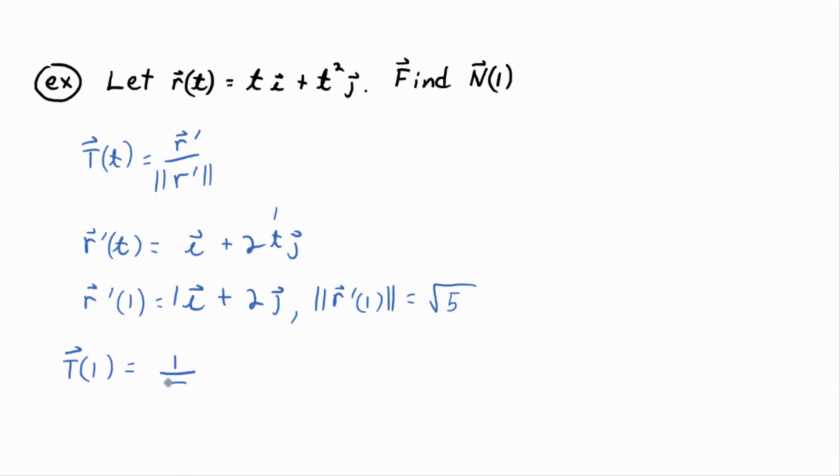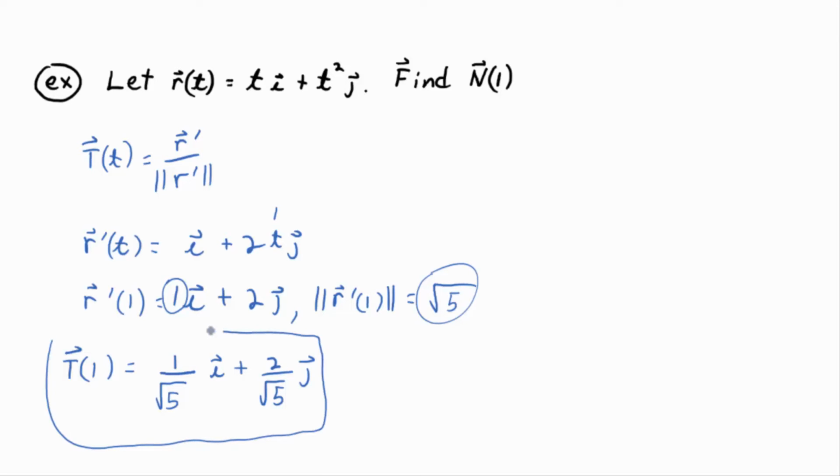So you actually do the scalar multiplication. You multiply this guy by 1 over this guy, right? You get 1 over root 5 i plus 2 over root 5 j. Does everybody see that? Okay. So now notice the problem doesn't ask us to find T of 1, but if you can find it, then you're in. Finding N won't be tough at all if you can graph this thing. So any questions on how to find T of 1?